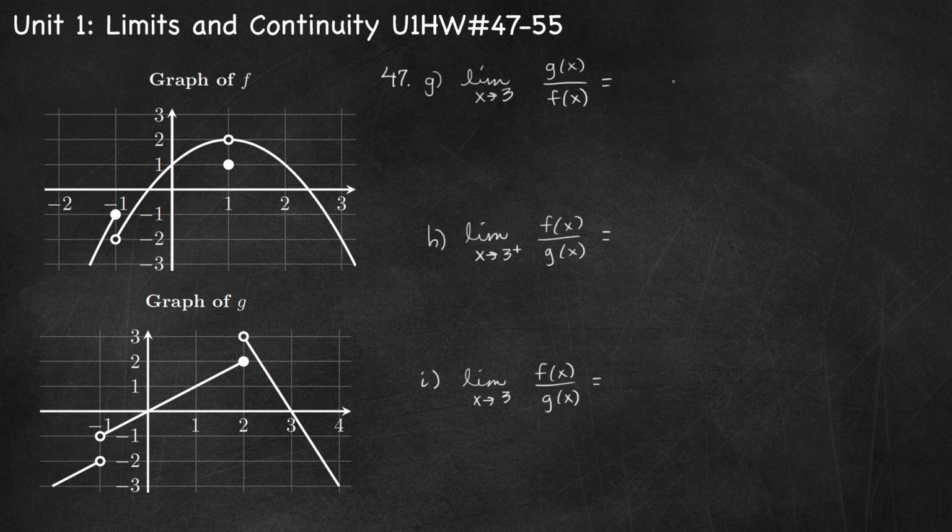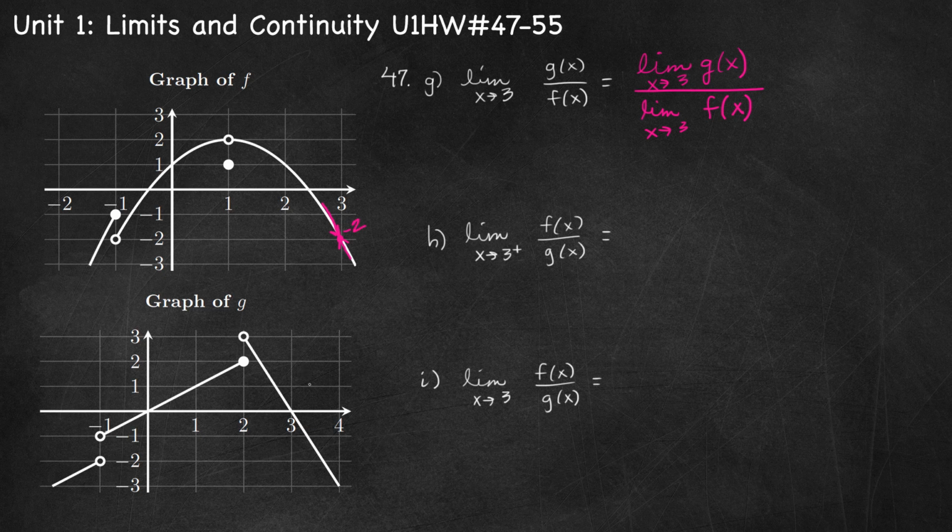Part G, we want the limit as x approaches 3 of g of x over f of x. So using our property of limits, we can rewrite this as the limit as x approaches 3 of g of x over the limit as x approaches 3 of f of x. So let's go to our graphs and see what's happening as x approaches 3. As x approaches 3, f approaches negative 2 from both directions. So that limit is going to be negative 2.